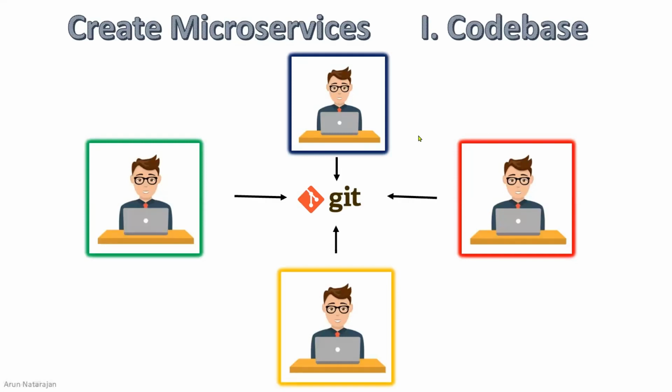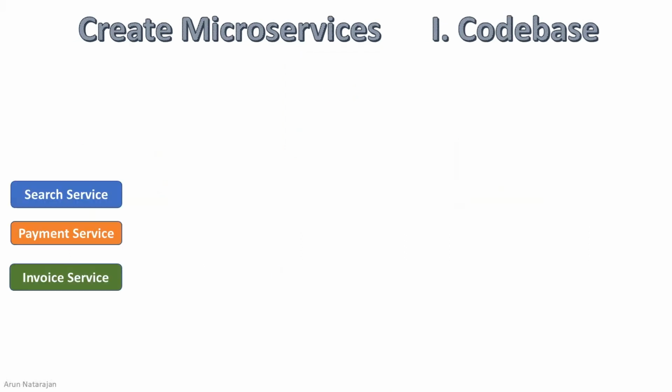Whenever work is done by these developers, it will be saved in a particular repository, and that repository will be used for further development or will be deployed into production. Coming to the next, here is another example I would like to go through with you. When there is an application, there will be multiple services.